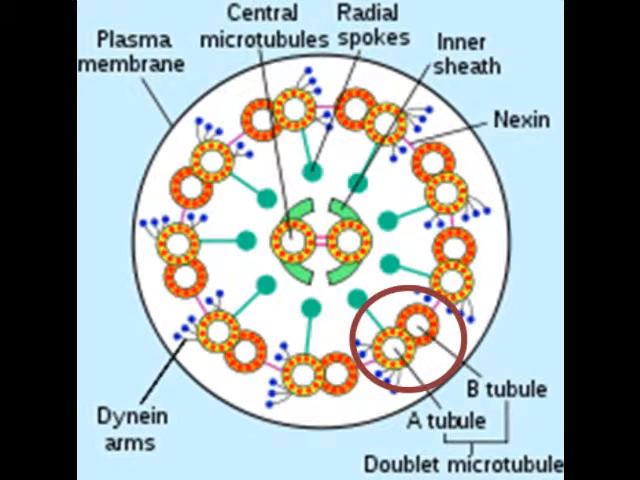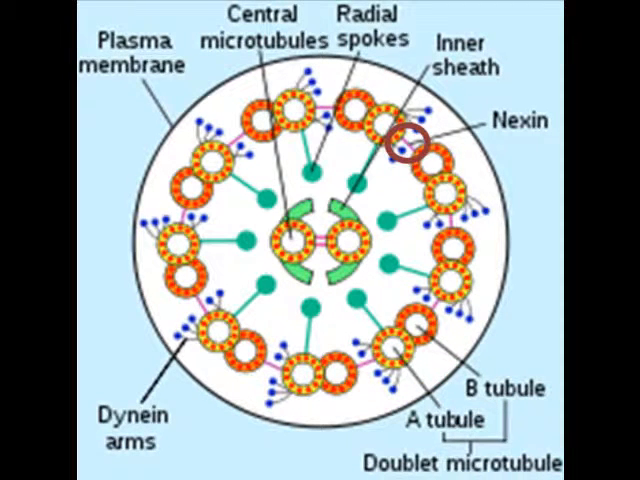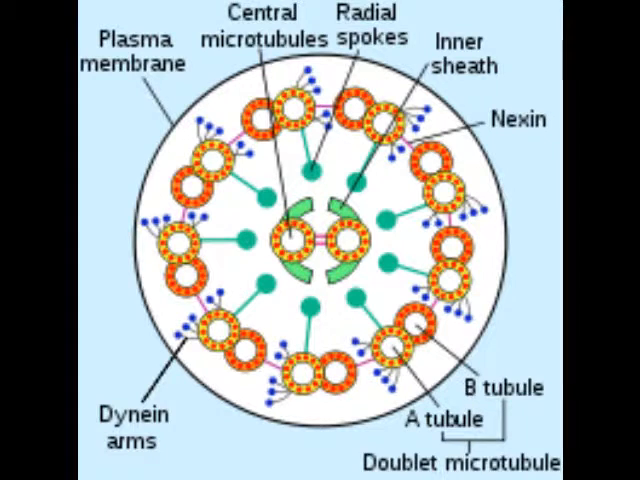Each doublet microtubule consists of alpha and beta tubules. The alpha tubule is a complete microtubule with 13 protofilaments, while the beta tubule contains just 10 protofilaments. The bundle of microtubules comprising the axoneme are joined to each other by nexin links and is surrounded by the plasma membrane. Regardless of the organism or cell type, the axoneme is about 0.25 micrometers in diameter, but it varies greatly in length, from only a few microns to more than 2 millimeters.